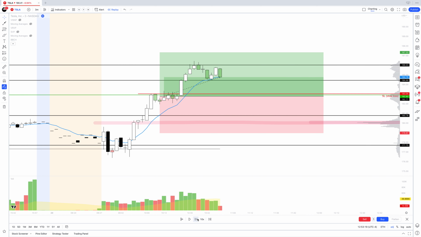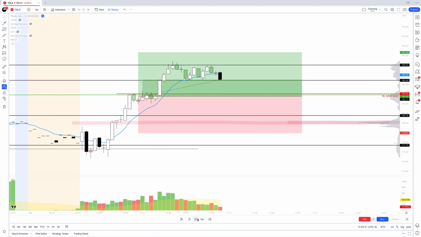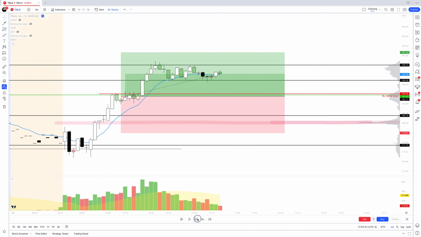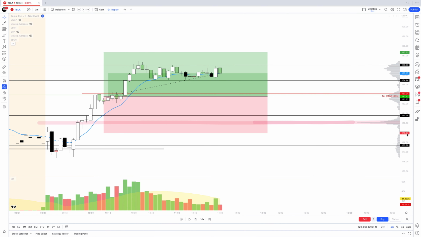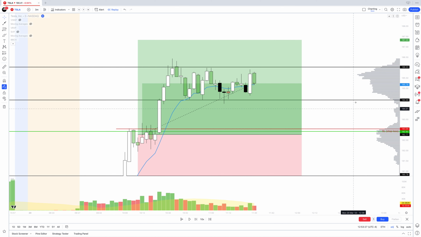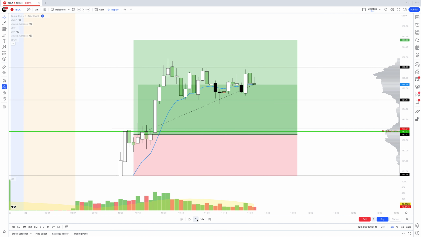Alright, let's carry this on. Let's go a bit more quickly here. Bit of consolidation. I love it. Can't go wrong. Look how tight this consolidation is, though, guys. It's literally a $1.50 consolidation, tight.